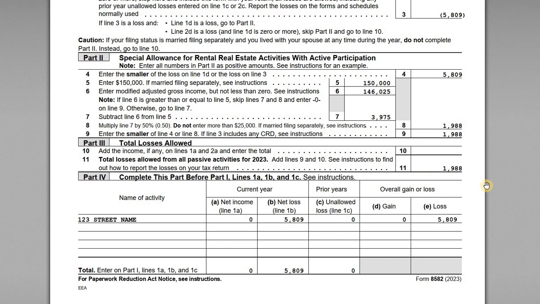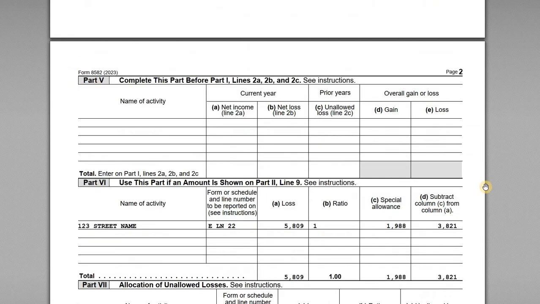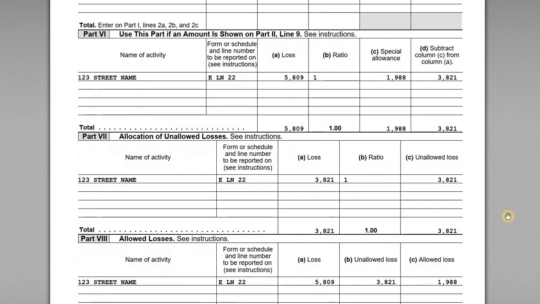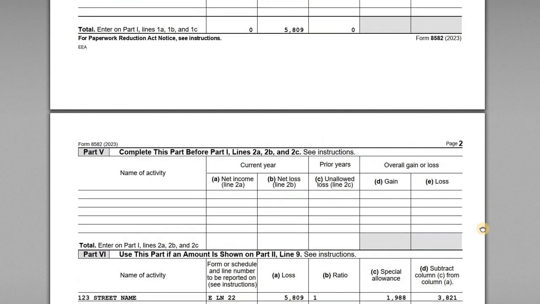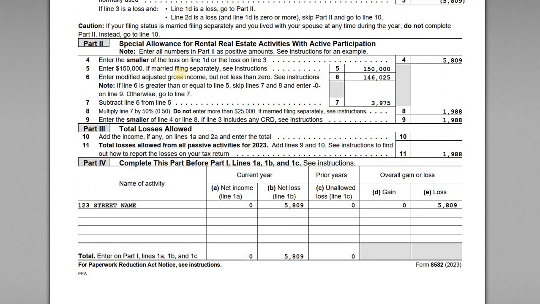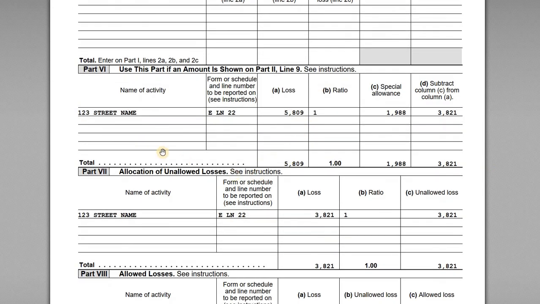So once you've got the $1,988 figure, what do we do with the rest of it? Well, the first thing that we look at is the reconciliation on parts 6, 7, and 8. Okay, so part 6 is completed if we have any amount shown in part 2, line 9. Well, that's certainly us in this case, right? So part 2 is the special allowance. We have a value on line 9, so we have to complete part 6 of the form.